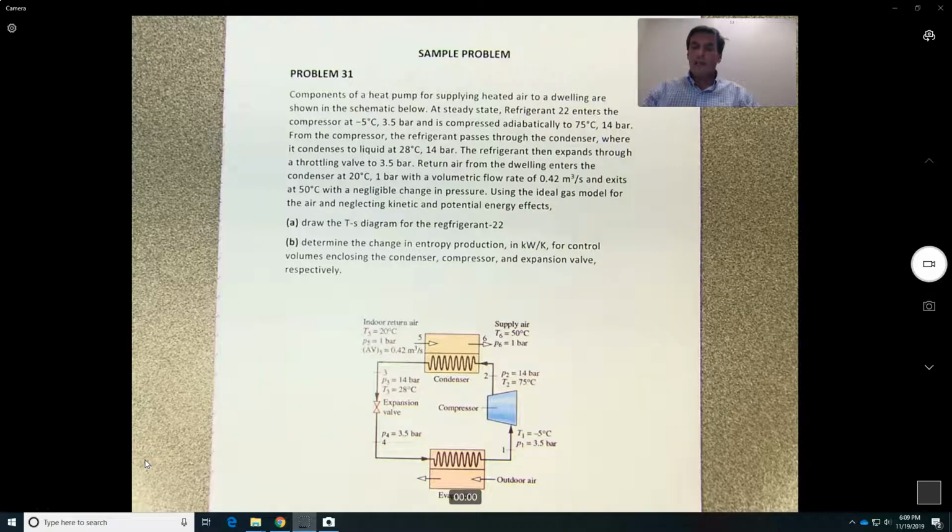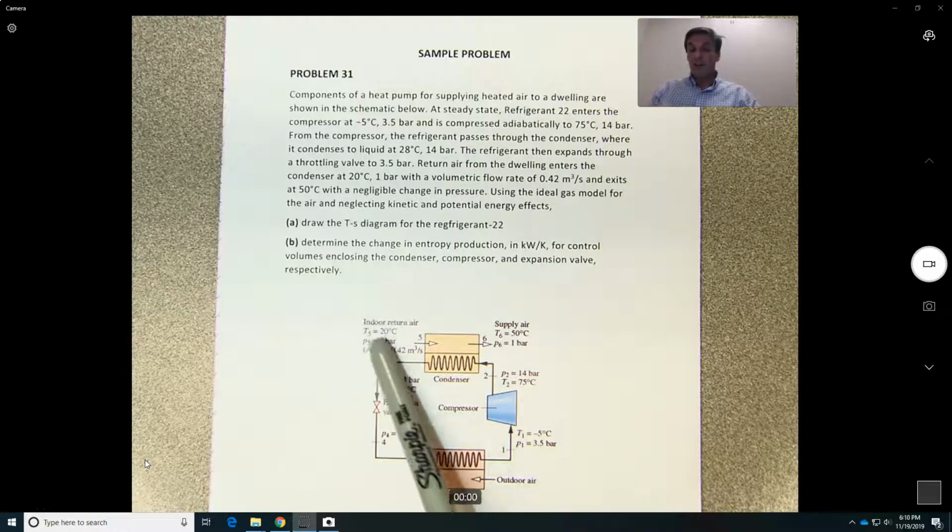Okay, welcome back, and let us solve a problem for the entropy. So basically here we have a heat pump system where we have the different components: the compressor, the condenser, an expansion valve, and an evaporator, and we have all the different conditions all over here. So this is refrigerant that goes from 1, goes to the compressor 2, then goes to a condenser 3, goes through a valve, and the cycle restarts again.